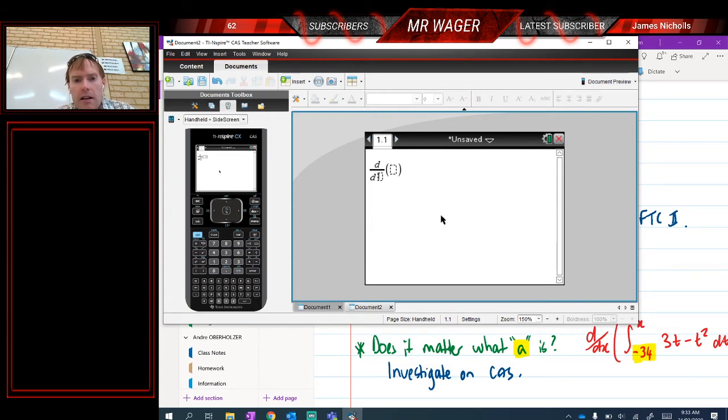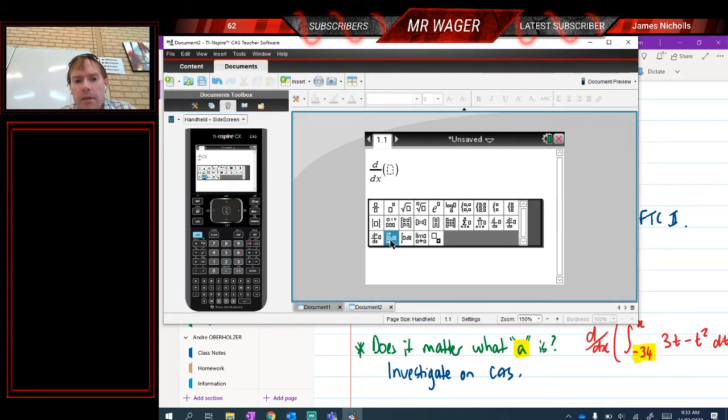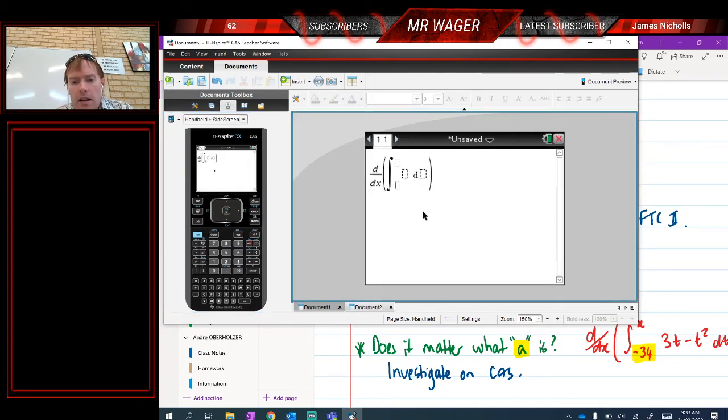So we're going to go d/dx, and inside the brackets, we're going to go book of functions again, and we're going to go with this integral. But this one, make sure you use the definite integral one, the extra boxes on the top and the bottom. Pop that in. And so we're going to try this. Negative 34 all the way up to x, and we'll go 3t minus t squared. And we're going to go dt in there.